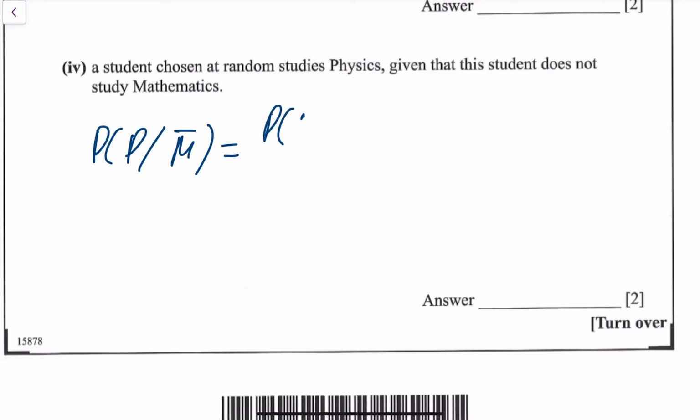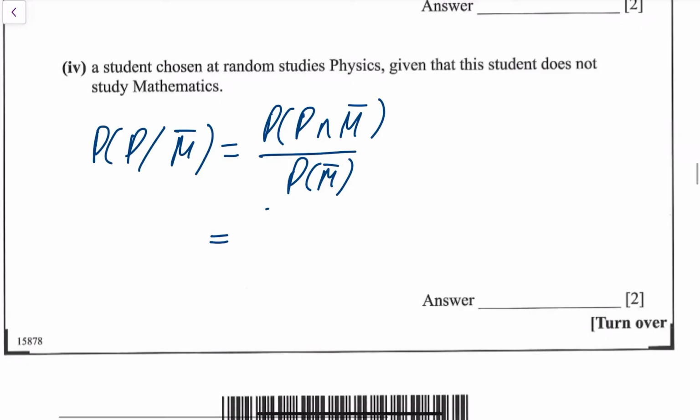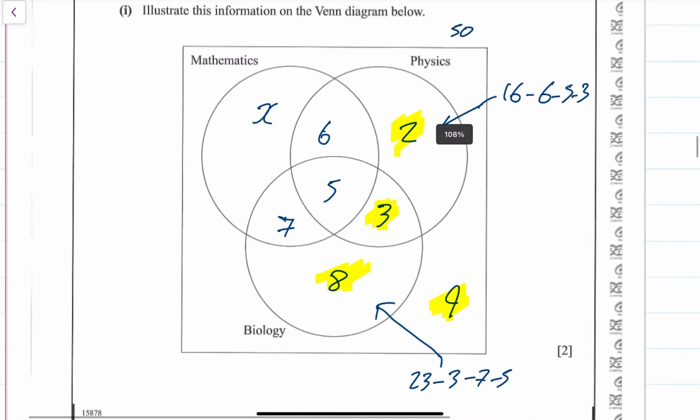Okay, now you can do this in two ways. You can do this as probability physics and not mathematics, divided by the probability of not mathematics, or you could just sort of look at it and figure it out. I'm going to do it this way. So that's going to be something divided by something else. Let's see. So first thing we're doing is physics and not mathematics.